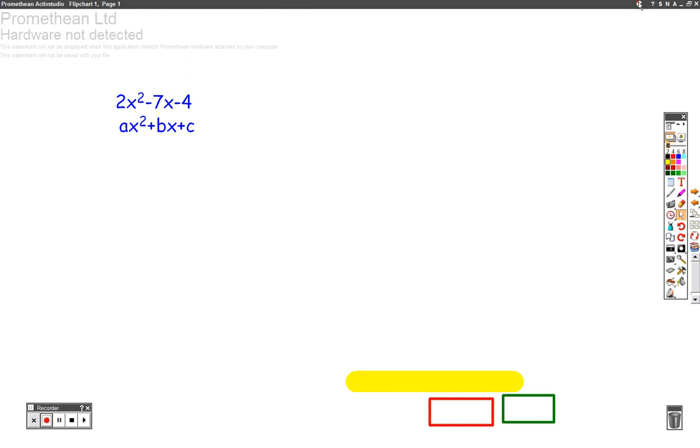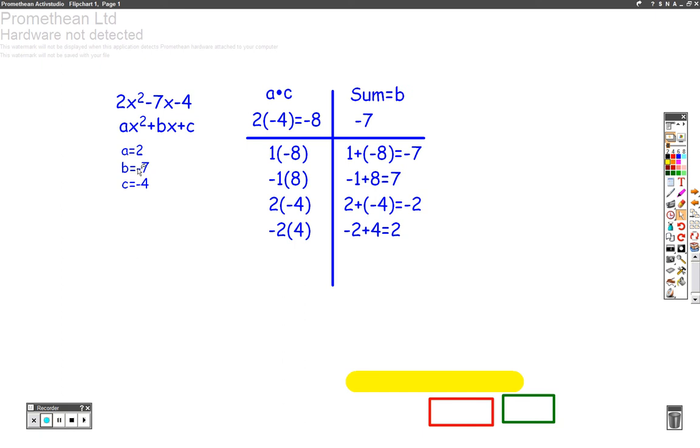When we factor quadratics, all quadratics fall into the form ax squared plus bx plus c. In order to do this, I'm going to find the a, the b, and the c. So a equals 2, b equals -7, and c equals -4. In order to do this, I'm going to multiply the a times the c, and the products have to add to b. So I'm going to show you a table of what I'm talking about.